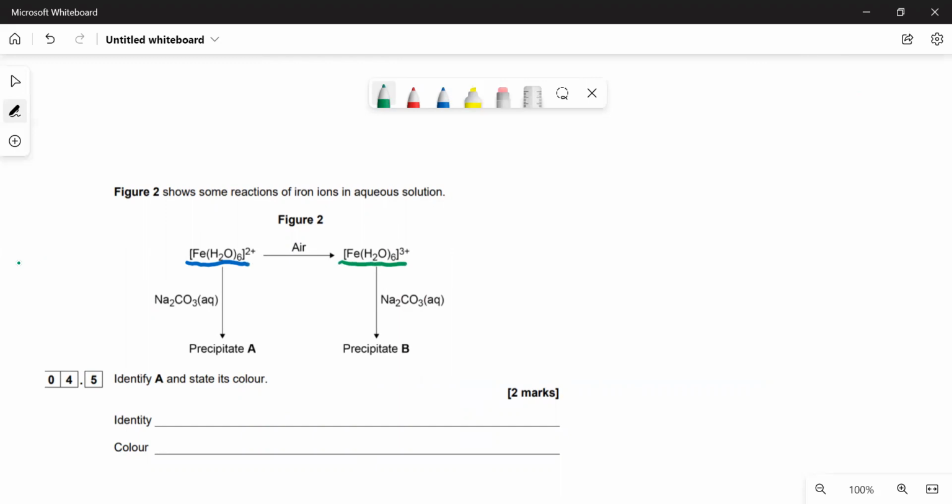Right, now identify A and state its color. How do these 2+ ions react with carbonates? Remember, they are less acidic than the 3+ ions, and they're not sufficiently acidic to react with carbonate, which is only a pretty weak base. So you don't get an acid-base reaction, you just get a precipitation reaction occurring here. It's fairly straightforward. You just get a precipitate of iron(II) carbonate, FeCO3, and that is a dark green color.